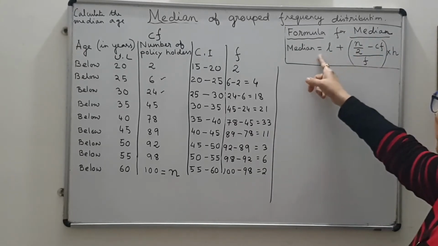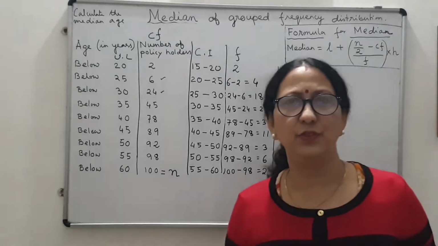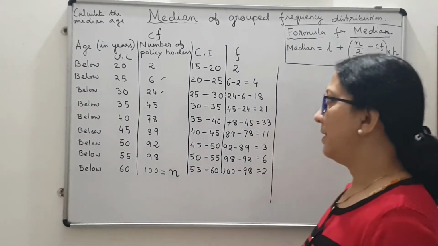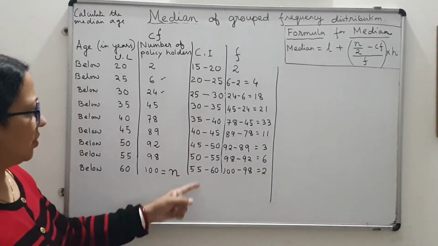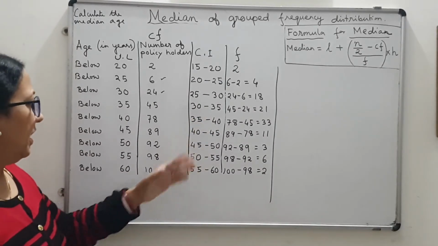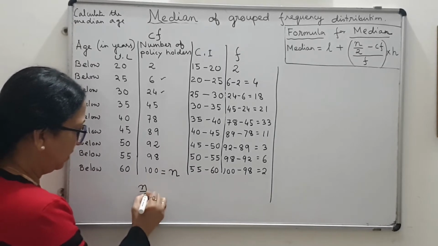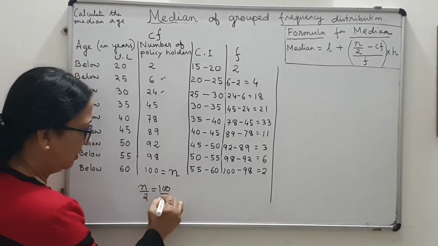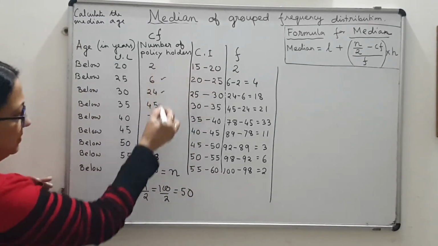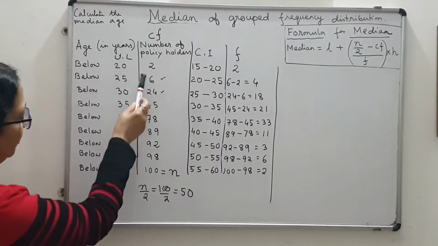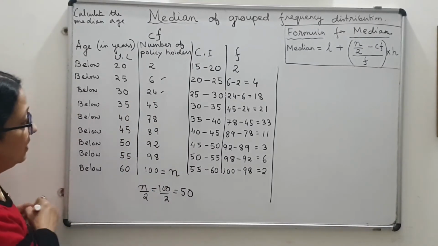So for that, first I have to find the median class for knowing L and F. So how to find the median class, if you recall from my last video, I have to choose the class whose cumulative frequency is greater than and nearest to n by 2. So what is n by 2? N by 2 is your 50. So these are your CFs. You see which CF value is closest to 50 but greater than 50. Obviously this one.